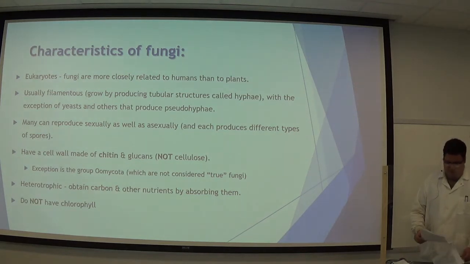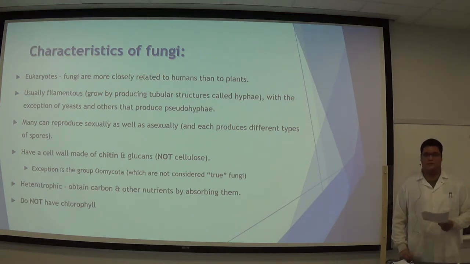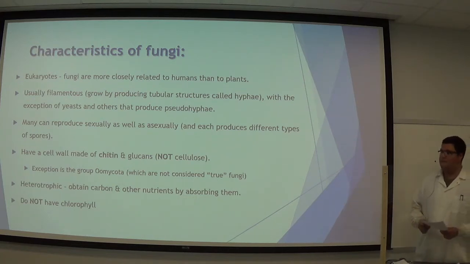Alright, so some characteristics of fungi. They're eukaryotes, right? So they're actually more closely related to humans than they are to plants. And by eukaryotes, it means they have a nucleus and they have membrane-bound organelles. They're usually filamentous, meaning they grow kind of like, I don't know, if you guys have seen the old video game Snake, where you go eating something and it gets longer and longer. It's similar to how it would grow, kind of serpentine-like, I would say.